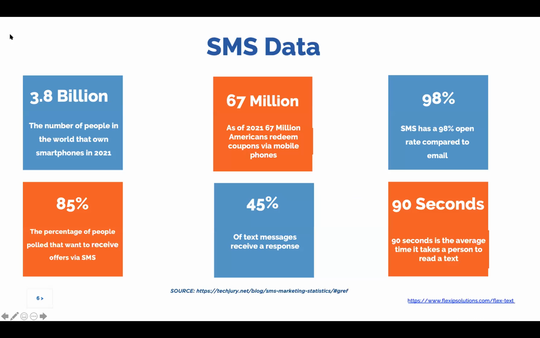So some statistics. Roughly 65% or so of the world has a smartphone in 2021, so 3.8 billion folks. 67 million people in America redeem coupons via mobile phones, so that should hit home. That's a pretty big number, especially if you're looking to market or do some kind of promotion to folks. This is a very direct way to do it.